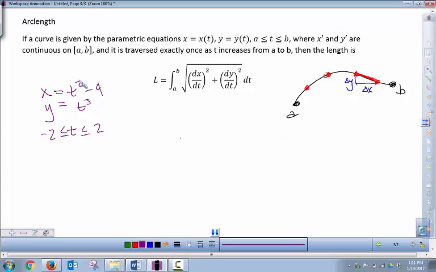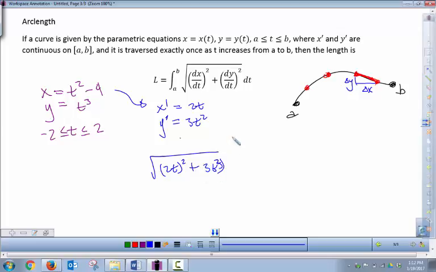All right, so if we're going to find this arc length, we need the derivatives, and then we just need to put it into this formula. So there's really nothing much to it. So x prime is going to be 2t, y prime is going to be 3t squared. We put into the formula, we get the quantity 2t squared plus the quantity 3t squared, and then we integrate this from minus 2 to 2 dt. And then just solve. Good luck.